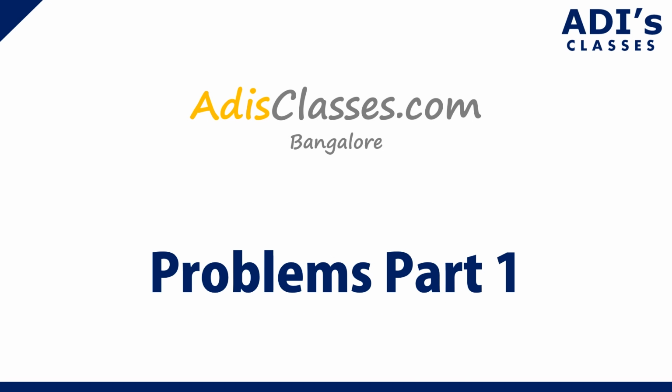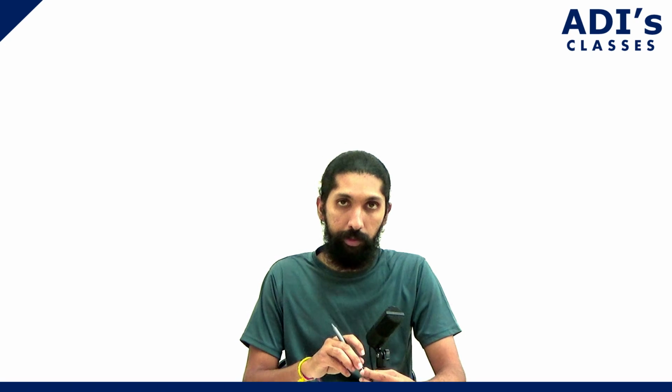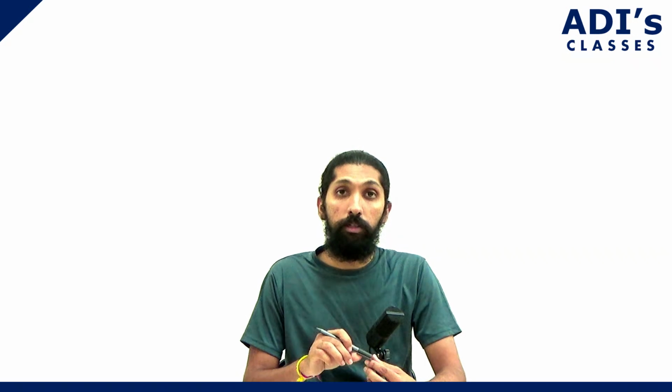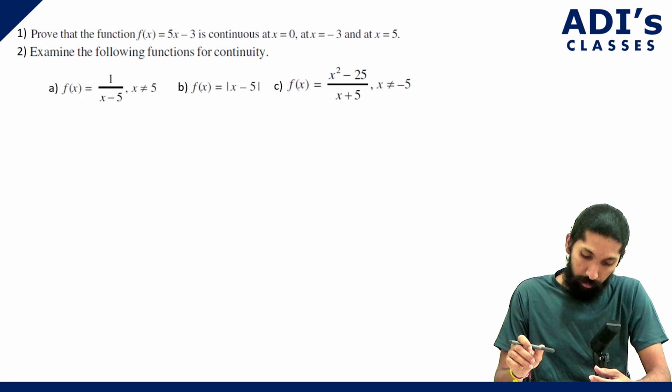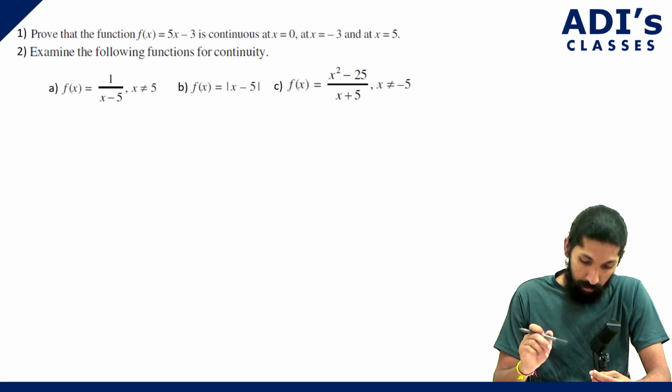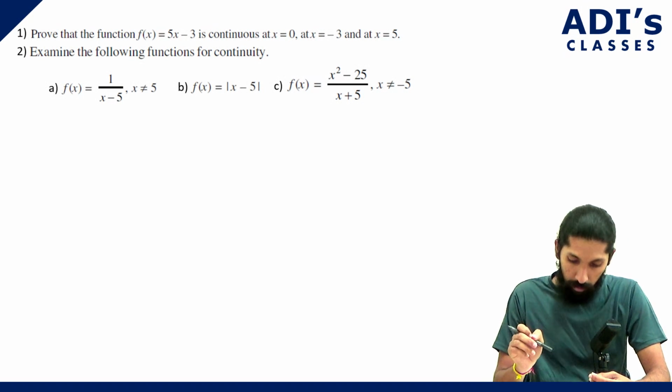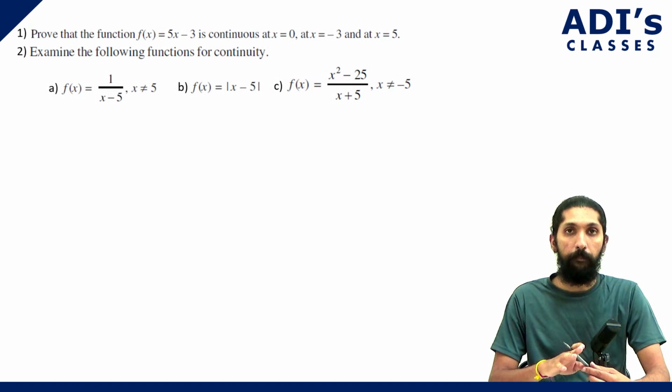In this video, we'll solve a few problems based on continuity. Alright, let's look at the first one. Prove that the function f of x is equal to 5x minus 3 is continuous at x is equal to 0, at x is equal to minus 3, and at x is equal to 5.